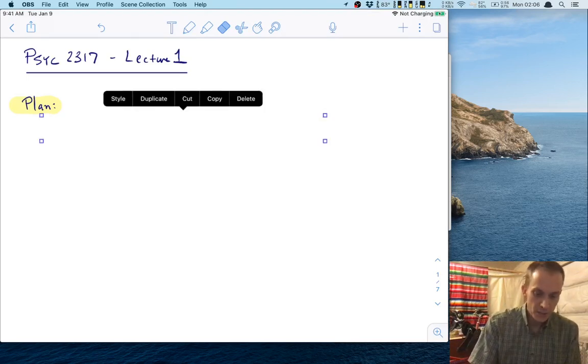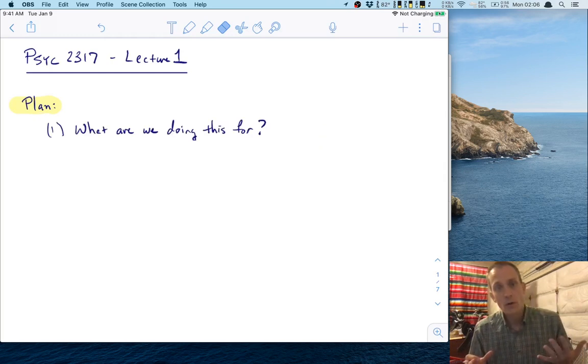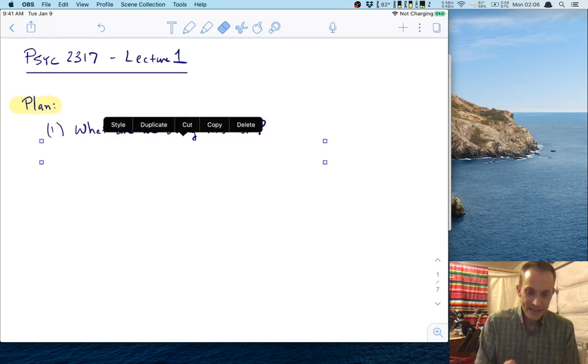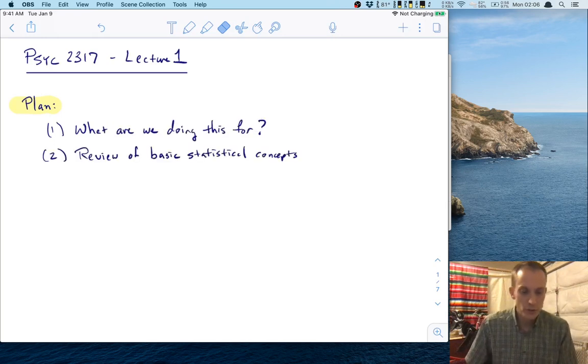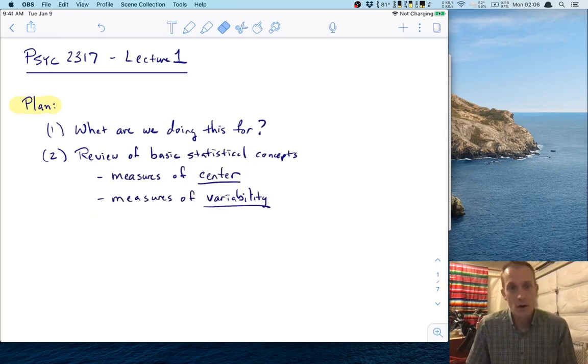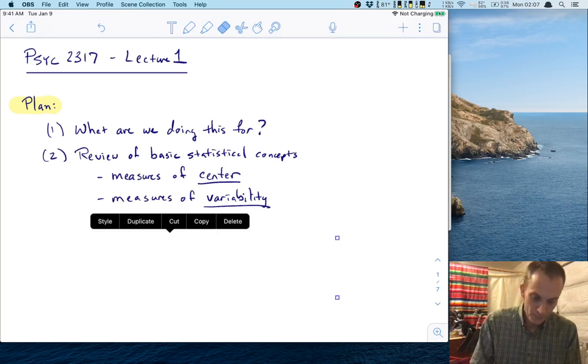So the plan for today is to do two things. First of all, we're going to ask the question, why are we doing this? What are we doing this for? Why is it that you are being asked to take a statistics course as a psychology major? And then after we establish that, we're going to do a quick review of a couple of basic statistical concepts. These are things that you may have seen in various courses or various contexts before coming to this class. And those two concepts are measures of center and measures of variability. And so we'll introduce those concepts, do some quick examples, and go from there.